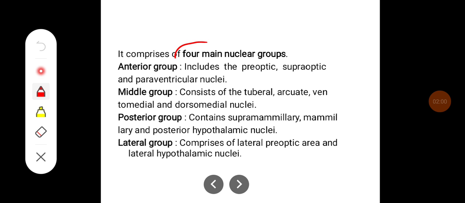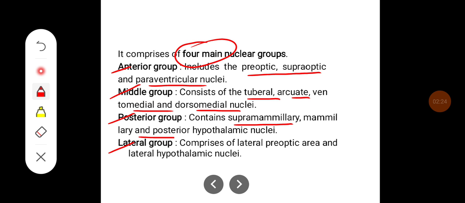It comprises four main nuclear groups, which can be described as the anterior group, middle group, posterior group, and lateral group. The anterior group includes preoptic, supraoptic, and paraventricular nuclei. The middle group consists of tuberal, arcuate, ventromedial, and dorsomedial nuclei. The posterior group contains supramammillary, mammillary, and posterior hypothalamic nuclei. The lateral group comprises the lateral preoptic and lateral hypothalamic nuclei.